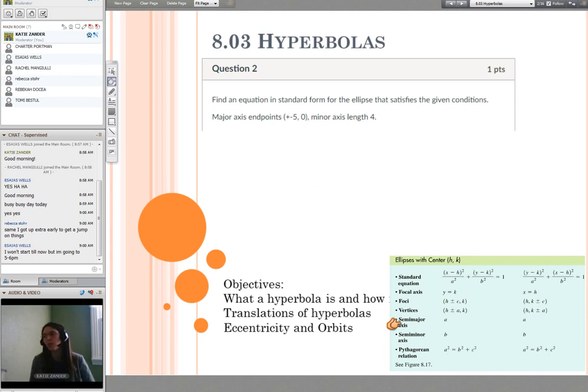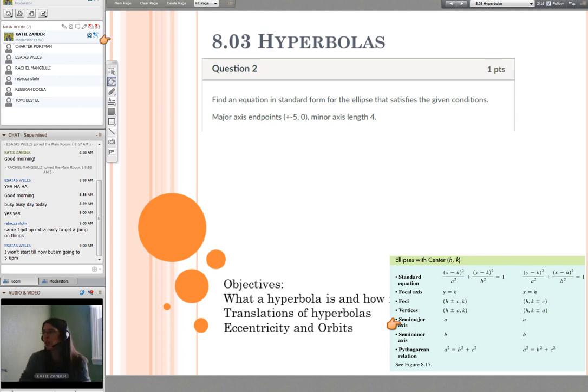So I thought today we could start off by looking at one of the questions from 8.02 where it dealt with the axes. So we'll walk through this one just to get us started here, and then we'll move into our hyperbolas for today, which is our last conic section we're going to be looking at.